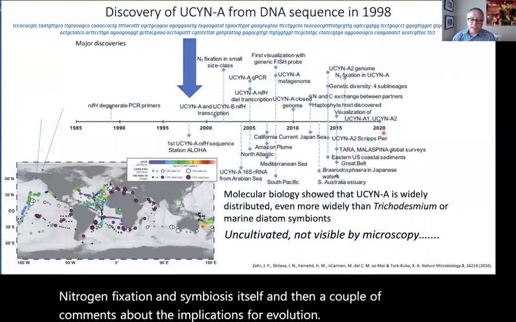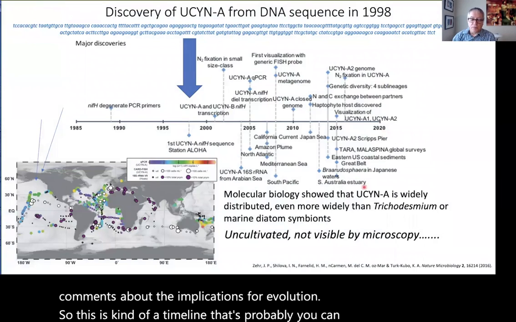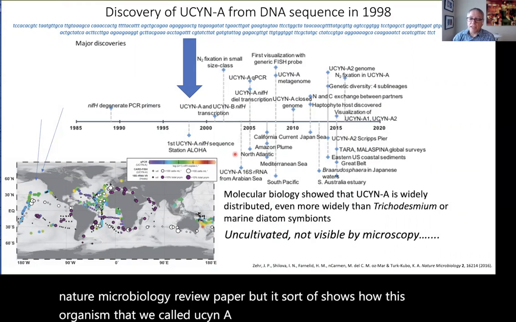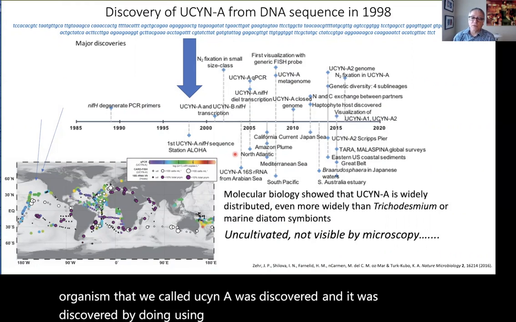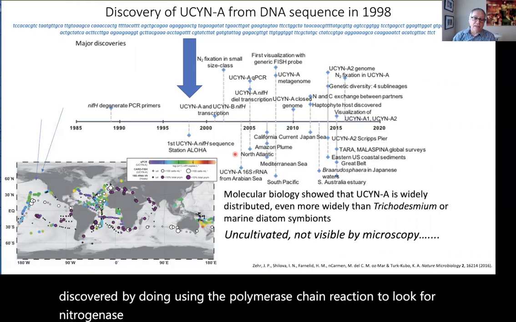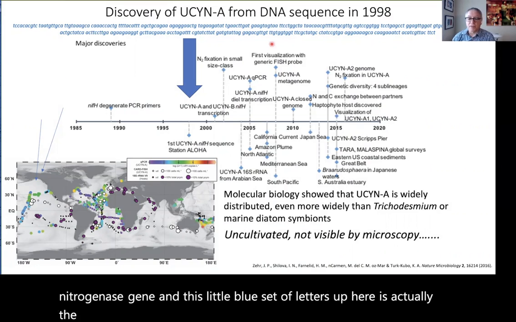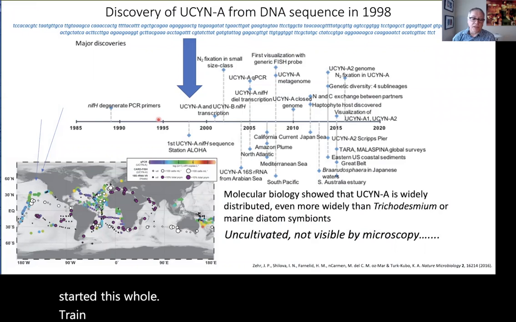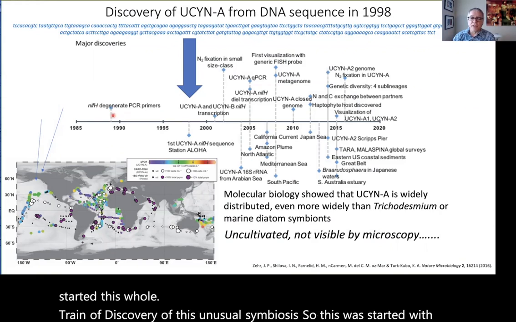So this is kind of a timeline that's published. You can go see it in this Nature Microbiology Review paper, but it sort of shows how this organism that we called UCYN-A was discovered. And it was discovered by using the polymerase chain reaction to look for a nitrogenase gene. And this little blue set of letters up here is actually the sequence that I amplified with my group back in 1998 that started this whole train of discovery of this unusual symbiosis. So this was started with degenerate PCR, polymerase chain reaction, and we amplified this sequence.